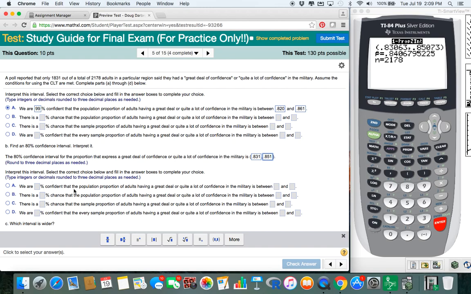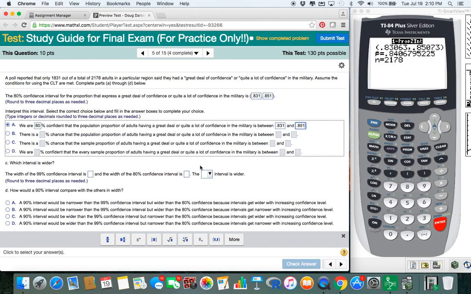So again, we are 80% confident that the population proportion of adults having a great deal or quite a lot of, okay, same thing there. So 80%, and it's between 0.831 and 0.851.